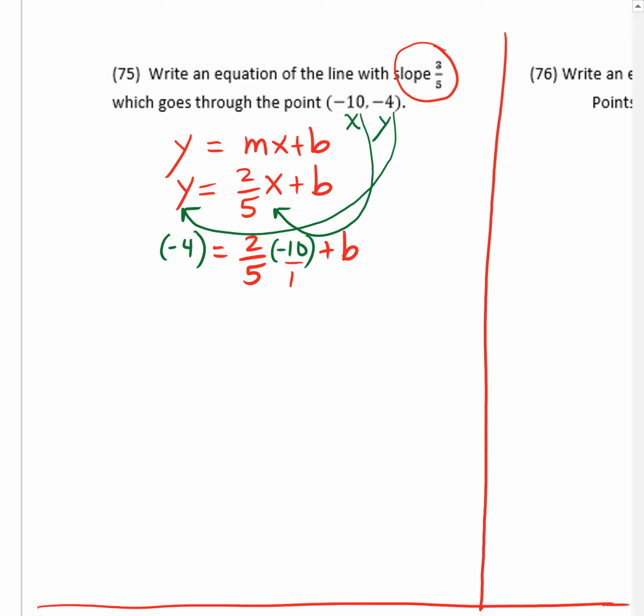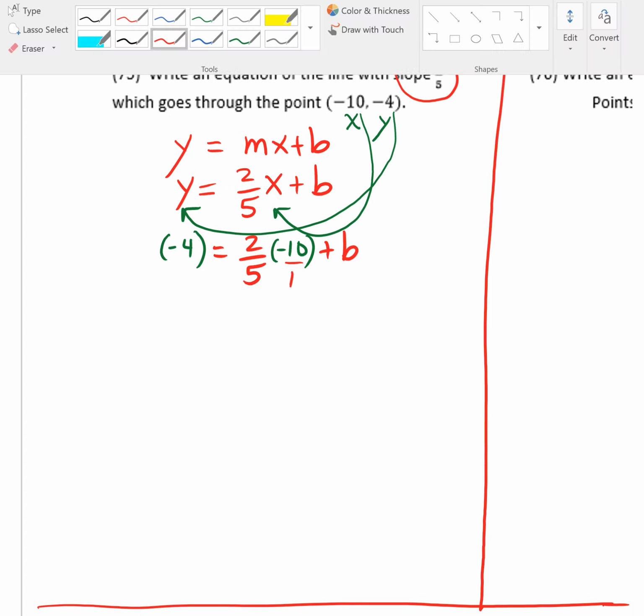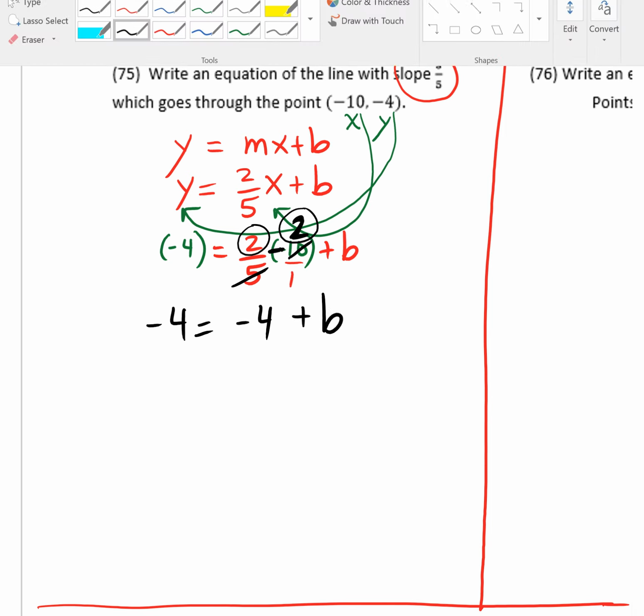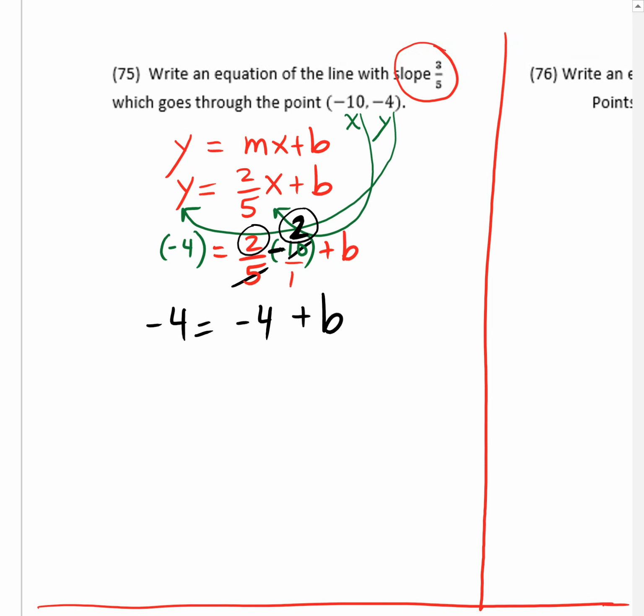Okay, I can do a little reducing here. This 5 can go into the 10 twice. But be careful because there's still the negative there. So it's 2 times 2 with a negative, that's negative 4. Alright, now if I solve for b, I would add 4 to both sides. It looks like b is 0, huh?